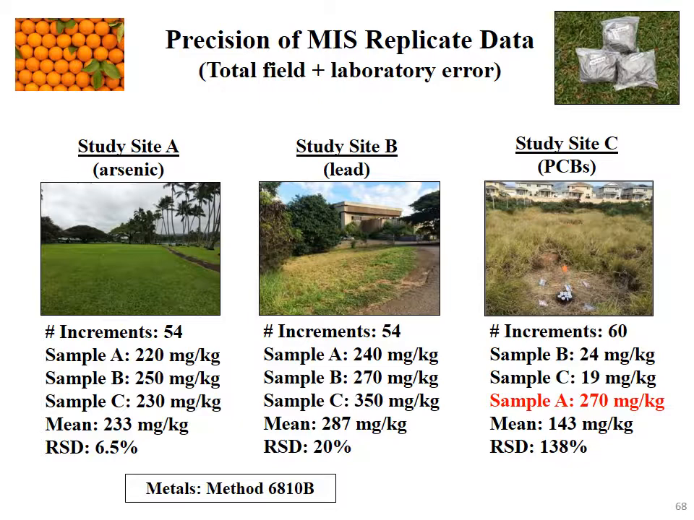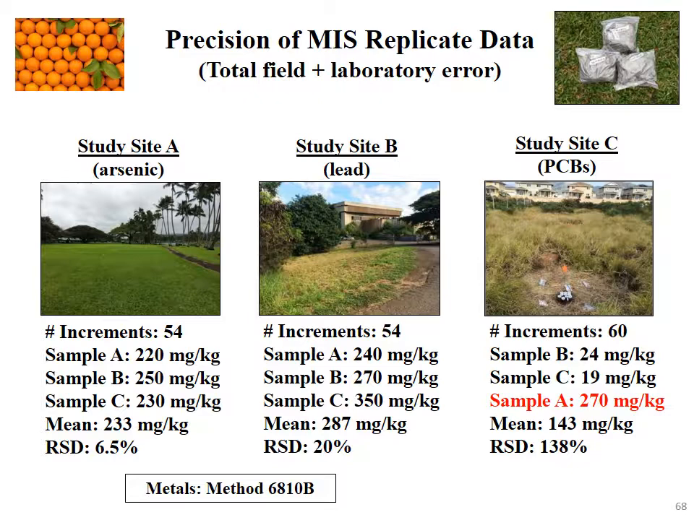Sample A, 270 ppm PCBs. RSD, 138%. You can get a mean of 143 ppm. Yeah, that might be close. This represents a 90-point sample within that same area. But RSD is way too high. We really know we can't trust any individual discrete sample data set.